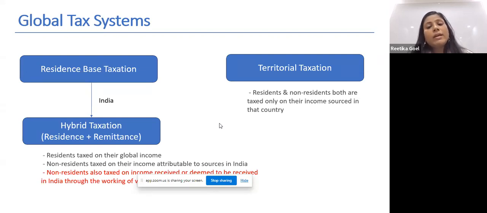But if we look at India, how has India opted for this tax system? India has primarily taken its base from residence taxation, but it has also added remittance-based taxation. So it has all the features of residence taxation, that is, residents are taxed on global income, non-residents on income which is sourced in India, as well as if income is received in India or deemed to be received in India, that is also subject to tax in India, even if the source is not in India. So that's the hybrid which India has brought into its tax system from the global tax systems.